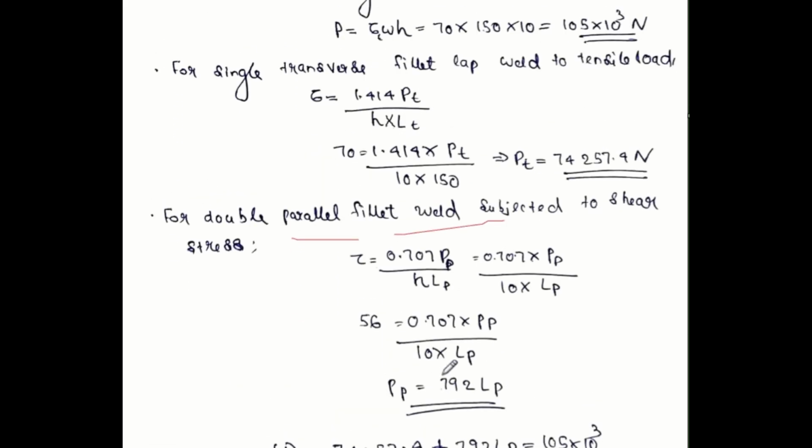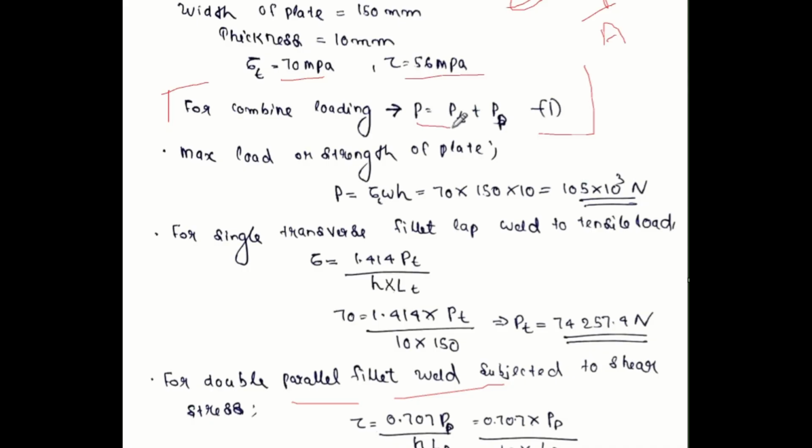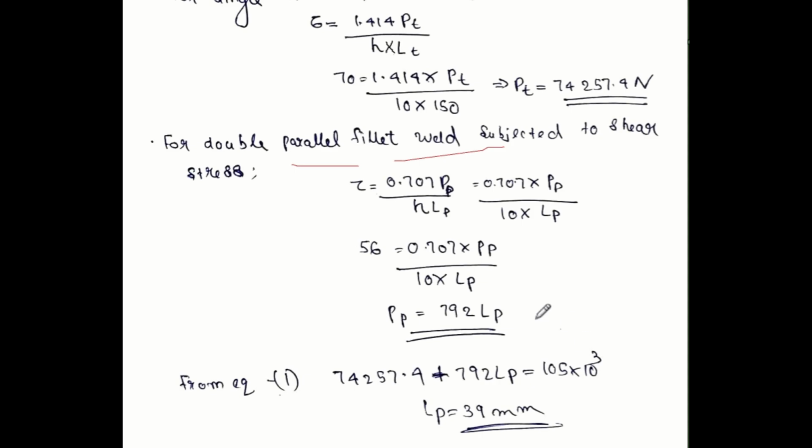So our final step is to substitute in this equation: P is equal to the load due to the transverse weld plus the load in the parallel weld. You can use that equation in the final step to find the length of the parallel weld. Okay, this is the way to solve this problem.